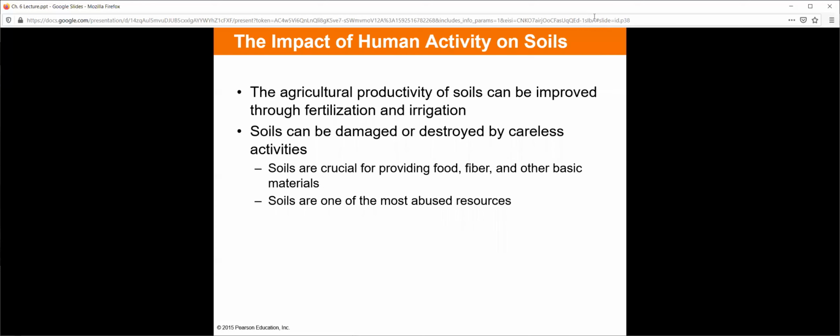The agricultural productivity of soils can be improved via fertilization and irrigation. Crop rotation was a very important step in the formation of civilizations as we know them. But you can also damage soils by not taking care of them. Anyone who's ever gardened knows that the most important part of your garden is the dirt you're growing it in. You take care of the dirt, the dirt takes care of you.